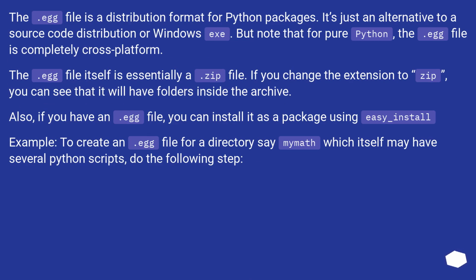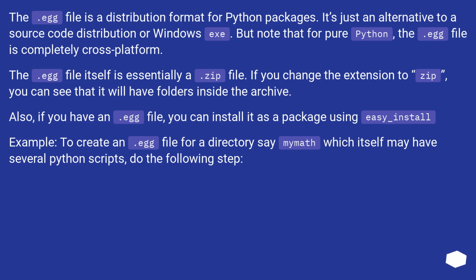The .egg file is a distribution format for Python packages. It's just an alternative to a source code distribution or Windows exe. But note that for pure Python, the .egg file is completely cross-platform. The .egg file itself is essentially a .zip file. If you change the extension to zip, you can see that it will have folders inside the archive. Also, if you have an .egg file, you can install it as a package using easy_install.